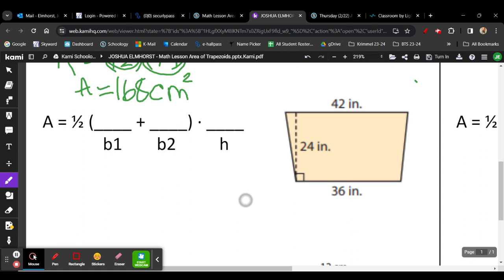Now, the base lengths are interchangeable. You're just going to add them, 42 and 36. But as a habit, I like to do the short one as base B1. What's the short base measure? So we're going to fill in the formula. What's the long base measure? 42.